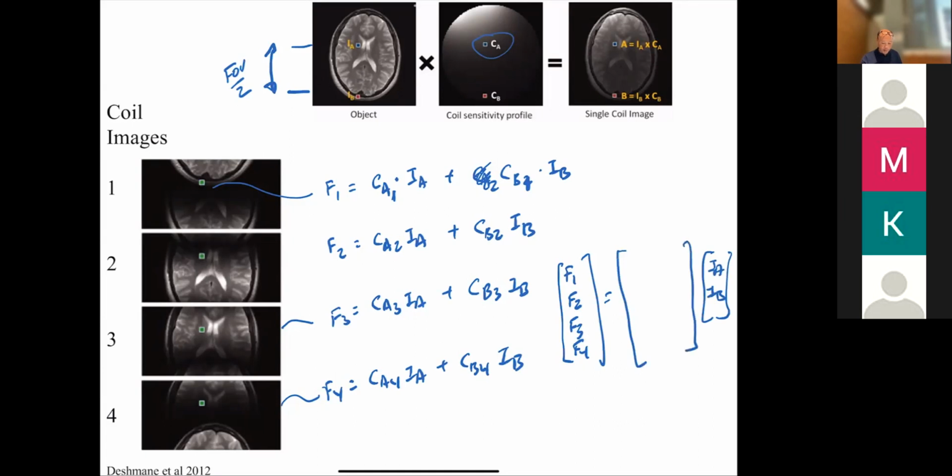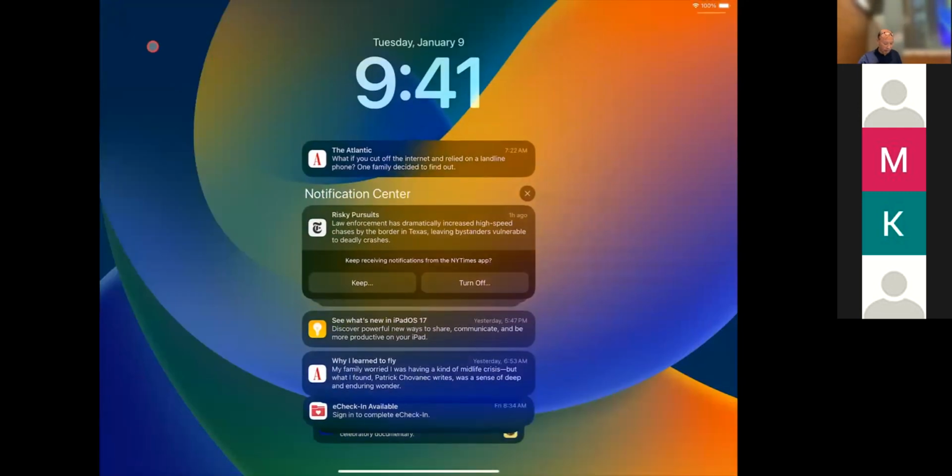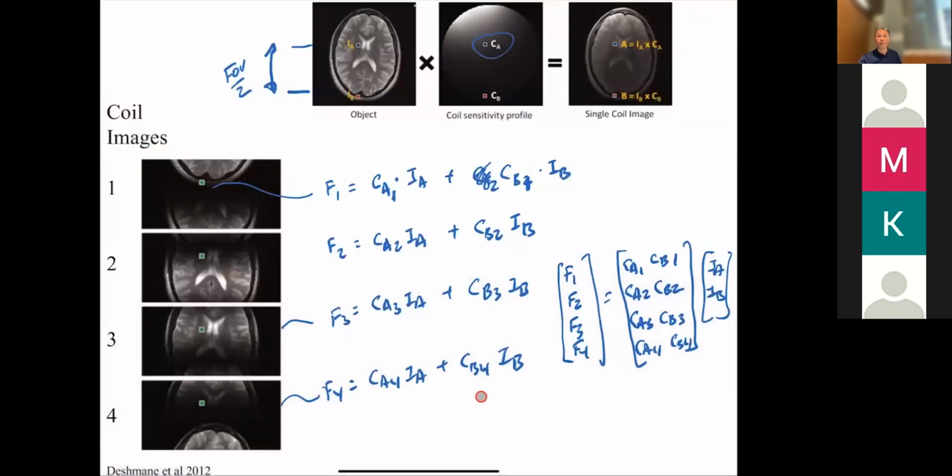And so what's in here? Okay, well, I've got CA1, CB1, CA2, CB2, CA3, CB3, CA4, CB4. Okay. So it turns out that this is what's called the SENSE algorithm. This is exactly what a lot of scans use, or some version of this. Essentially, for every voxel, it's solving this equation.